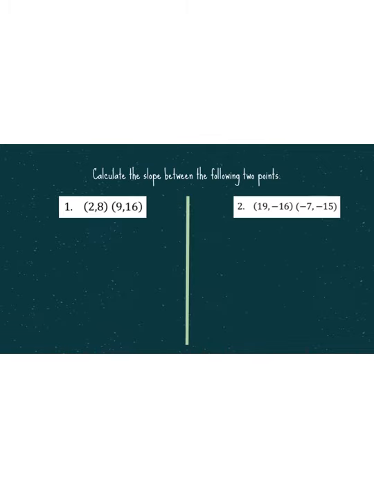Okay, to calculate slope, you need y2 minus y1. And my y values are going to be the second set of values in each set of parentheses. Then you're going to put that over your x values, which are x2 minus x1. My x values are going to be the first set within the parentheses. And I can remember that because x comes before y in the alphabet.